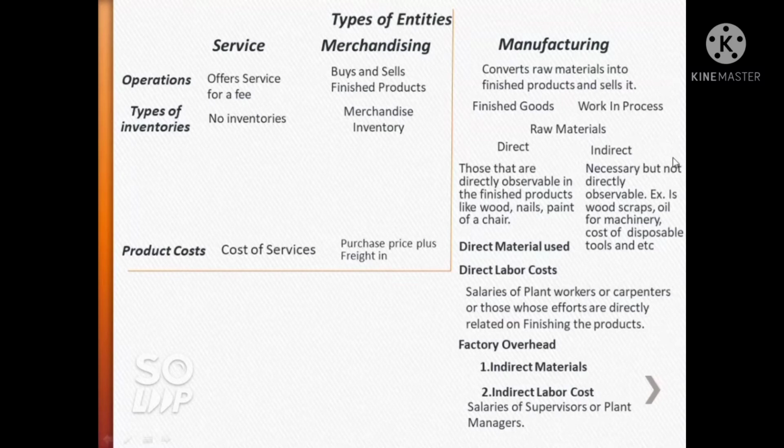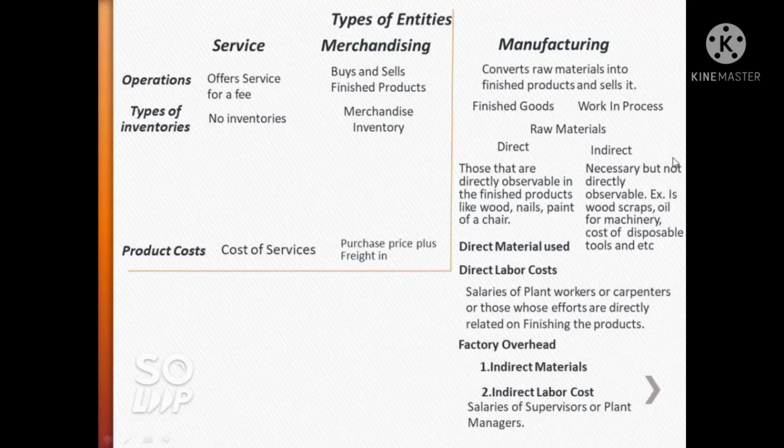The third one is the salaries expense in the operating expenses for administrative personnel who are not directly or indirectly related in the actual production of the entity. Examples are the salaries of administrative personnel like accountants, president of the company, HR, and the others. So that's it for the product costs.